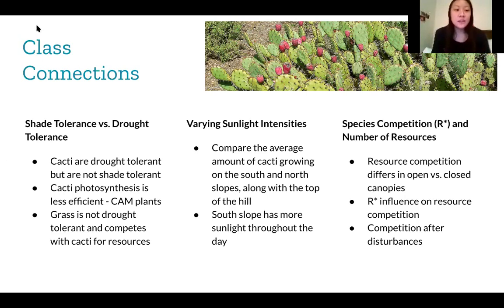Another thing to note is that cacti are CAM plants, so their photosynthesis is a bit less efficient, and they also split up their photosynthesis through night and day.